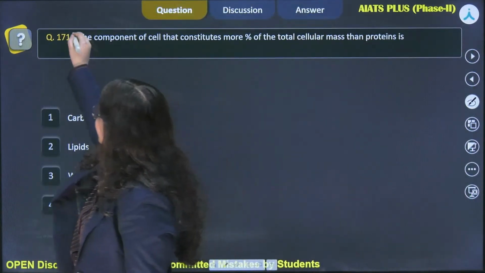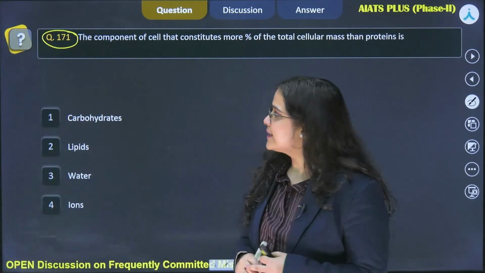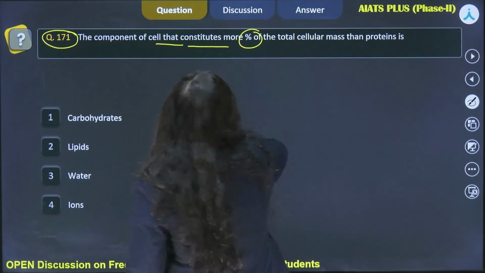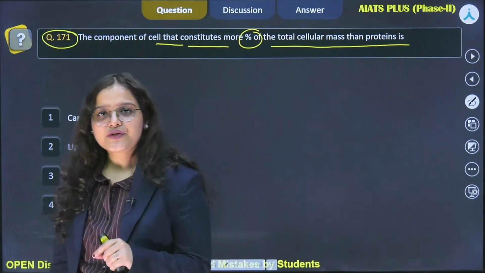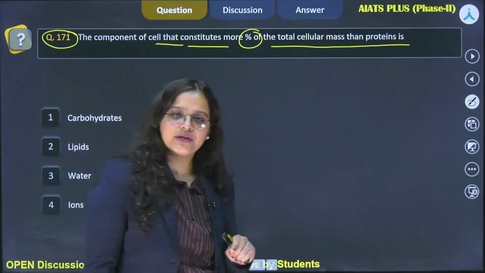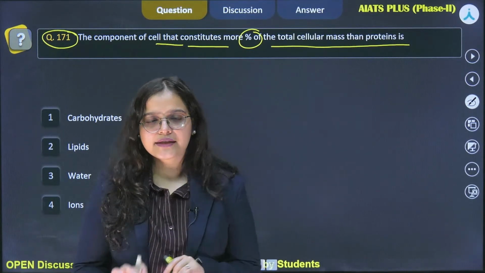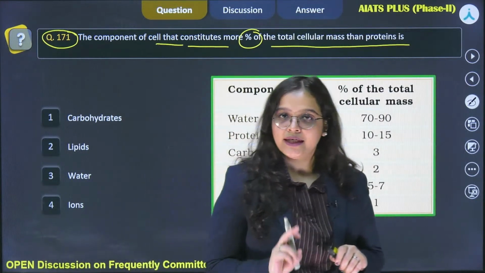Right. So, we move on to our next question now, which is question 171, and it states the component of cell that constitutes more percentage of the total cellular mass than proteins is. So, dear students, it is a very simple question, but one can go incorrect in this only because of the fact that we failed to focus on the table which is given in the NCERT.